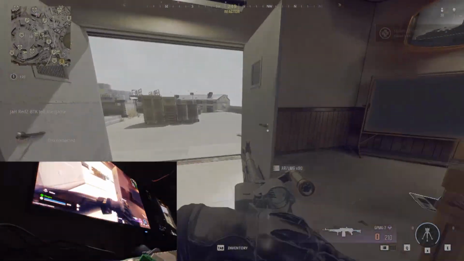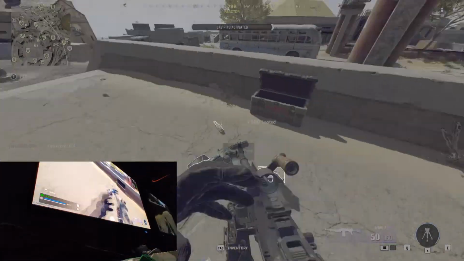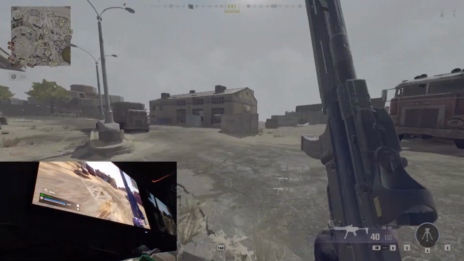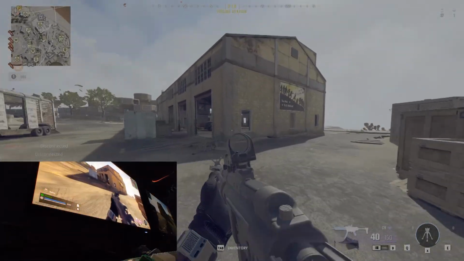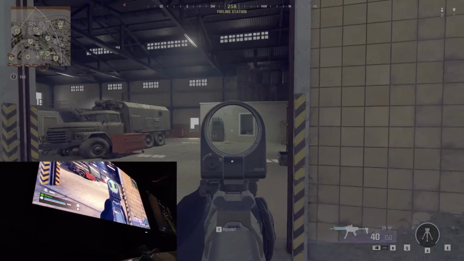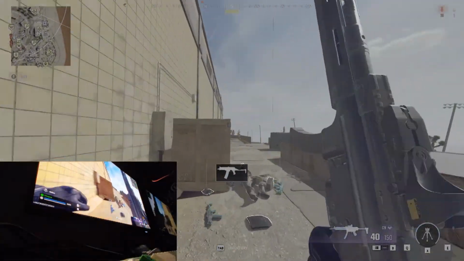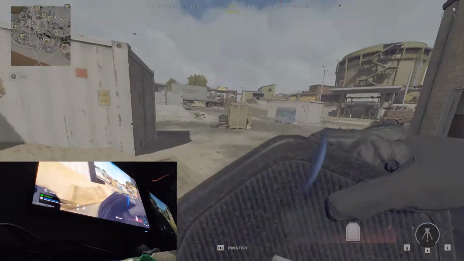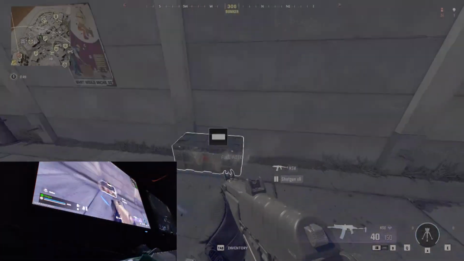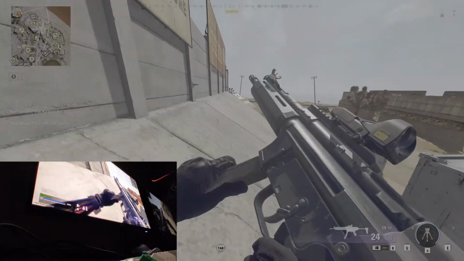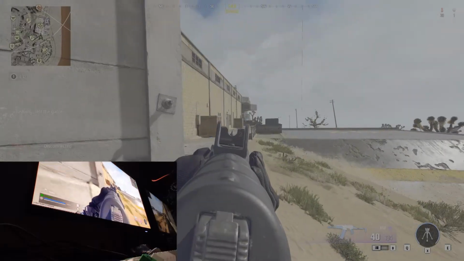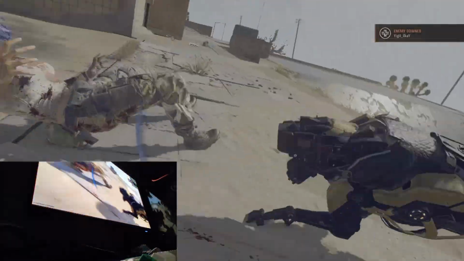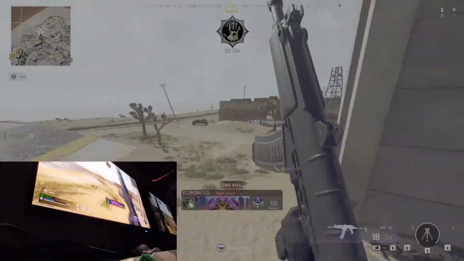Sorry about that, I had to focus for a second. Let's go have a look over here, see someone on the minimap. They actually might be on top. Sorry about that. Oh shit, someone's coming from above.